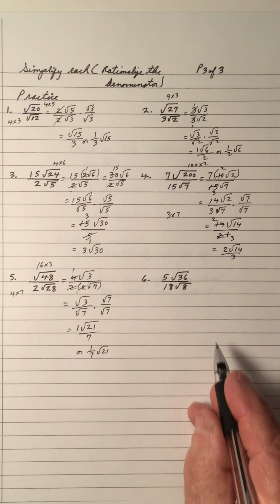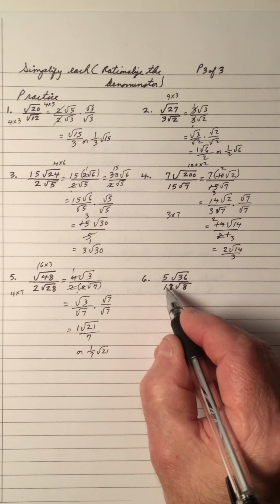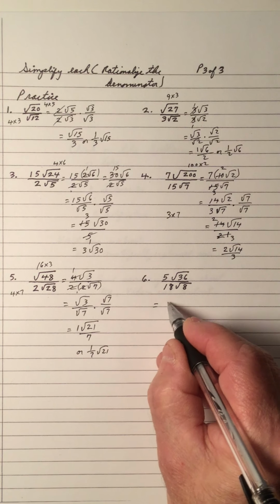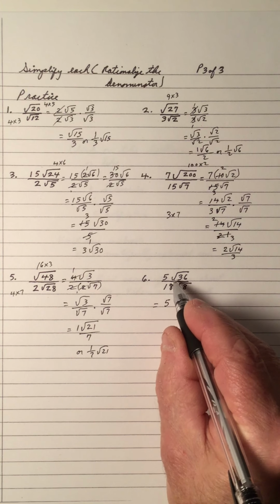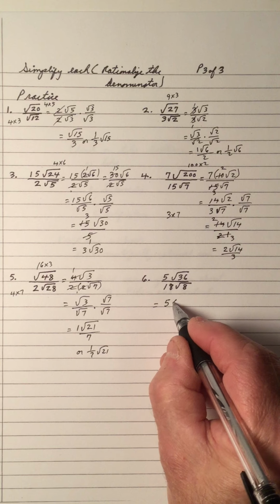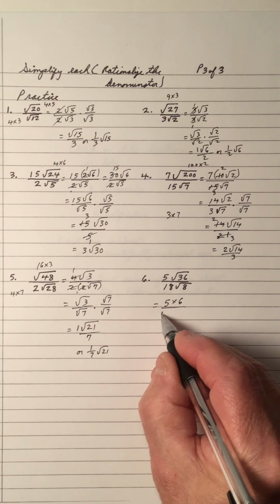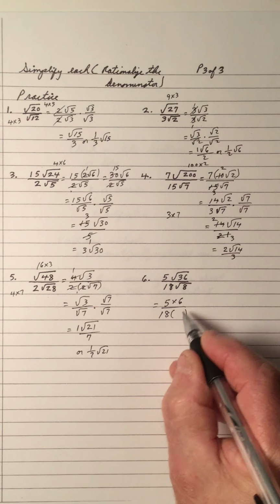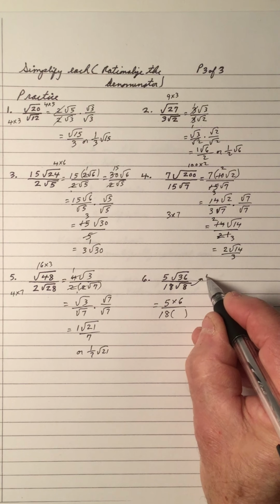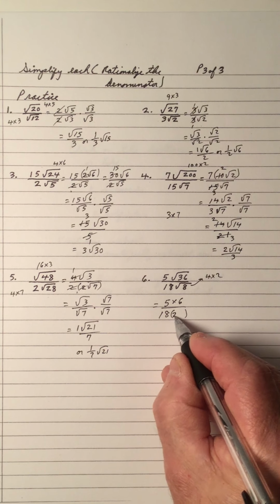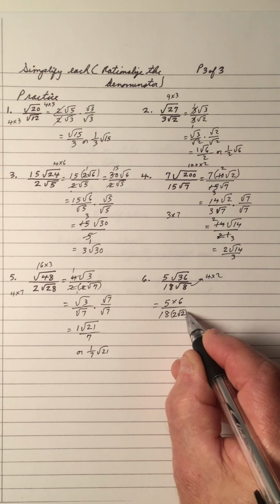And the last one, notice we cannot cancel the 5 and the 18, so we have to simplify these roots first. So what does that give us? It gives us 5, and the root of 36 is 6. 18 and 8. The 8 is 4 times 2. So the square root of 8 is 2 root 2.